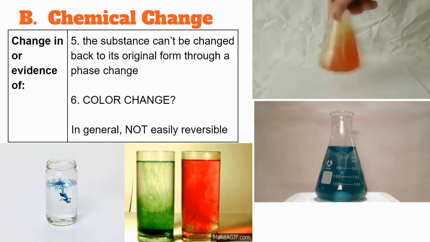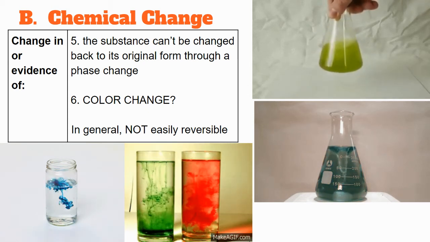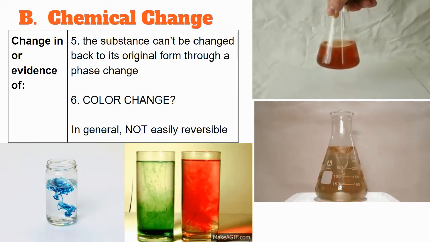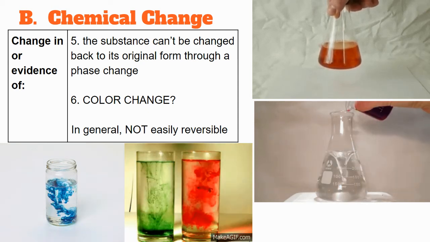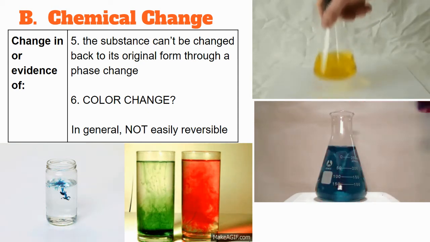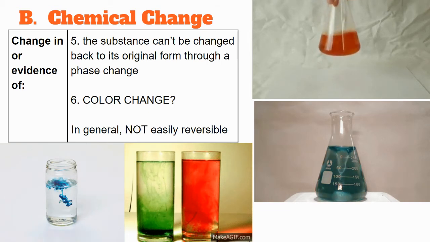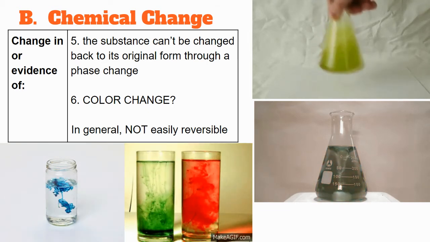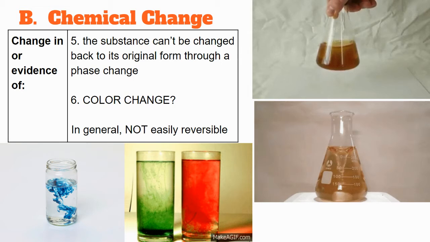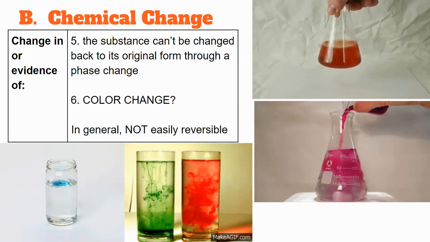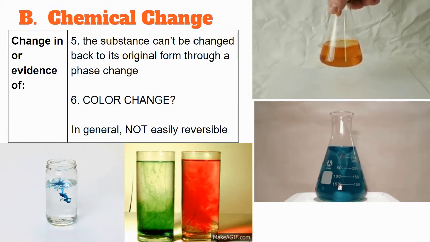Second to last, I should say, our substances can't really be changed back to their original form through just a phase change. So again, these are chemical changes. I can't just freeze something and get it back to its previous state. I can't easily reverse these chemical changes that are occurring.